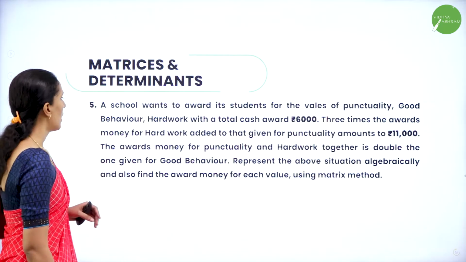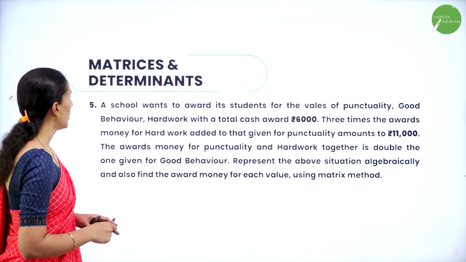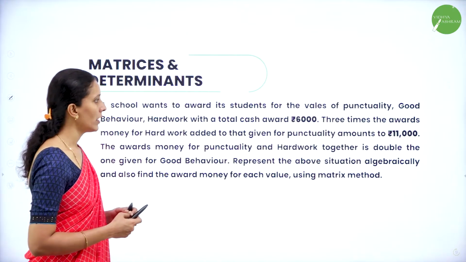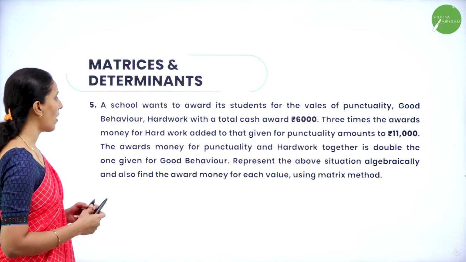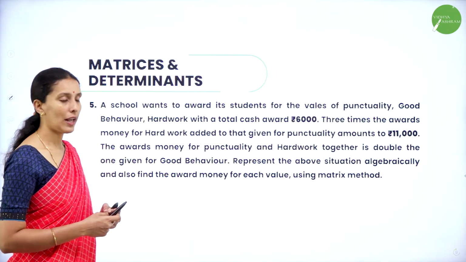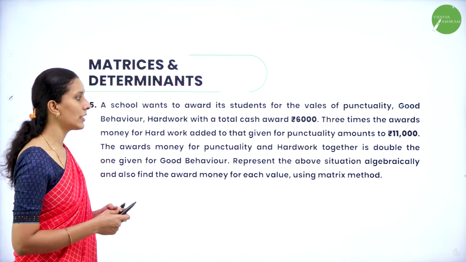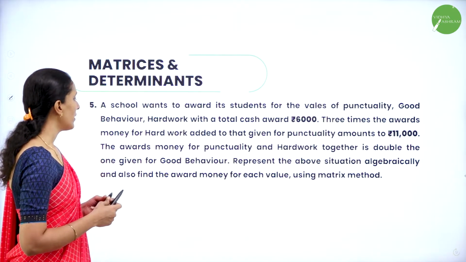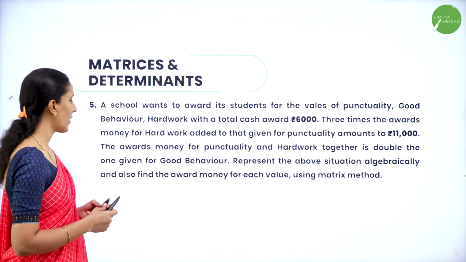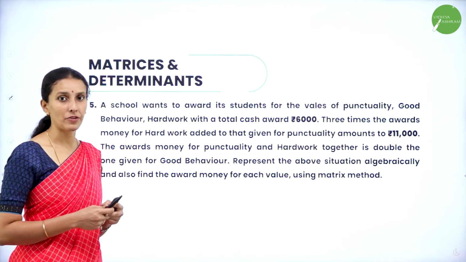Next, a school wants to award its students for the values of punctuality, good behavior, hard work with a total cash award of rupees 6,000. Three times the award money of hard work added to that given to punctuality amounts to 11,000. The award money for punctuality and hard work together is double the one given for good behavior. Represent the above situation algebraically and also find the award money for each value using the matrix method.